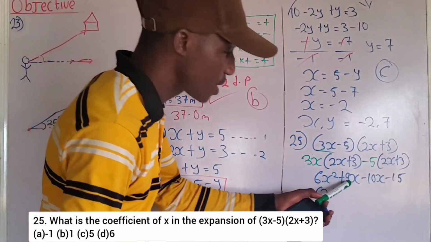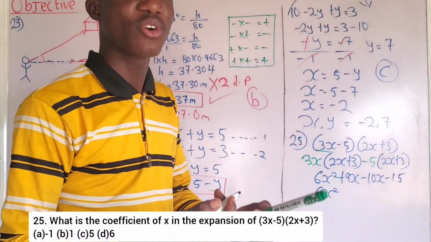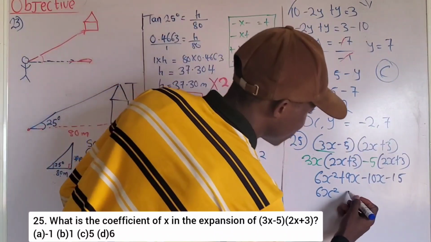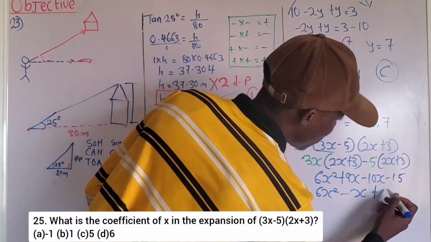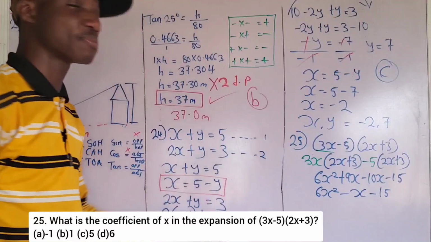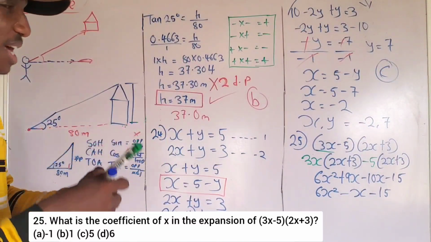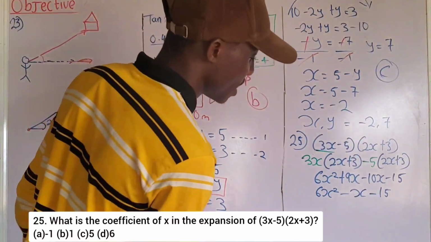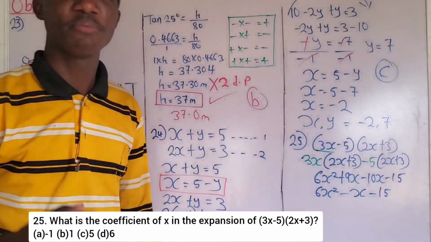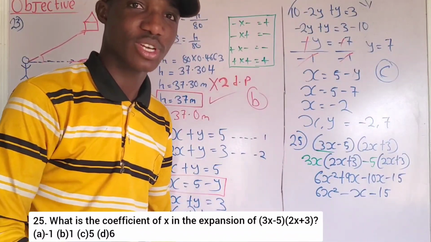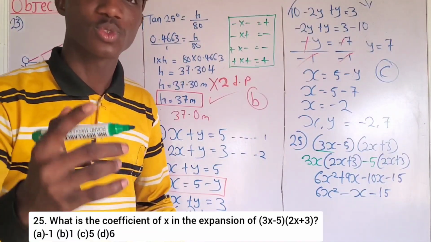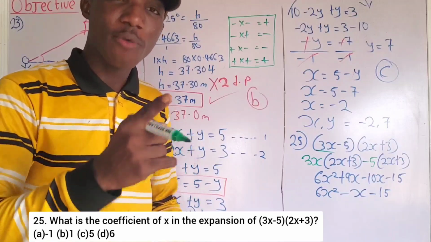So here, plus 9x minus 10x, that is what? Minus 1x. And minus 1x is also the same thing as minus x. Okay? So I'm going to have 6x squared minus x minus 15. So having expanded the bracket, let us check. The coefficient of x in the expansion is negative 1. Coefficient simply means the number at the front of the letter x. You have to consider the sign as well, okay? You have to pay attention to the sign.